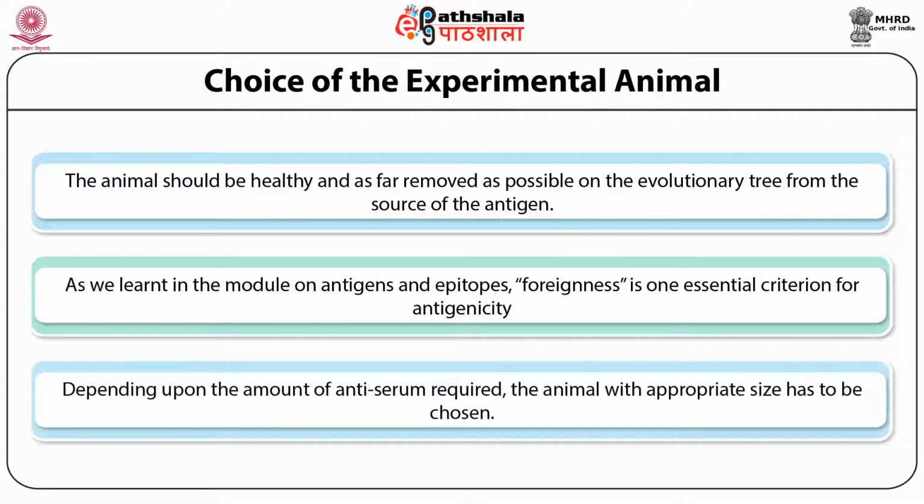Also, depending upon the amount of antiserum required, an animal of appropriate size has to be chosen. A larger animal like a horse can be bled a little bit more as compared to a smaller animal like a mouse or a rabbit.